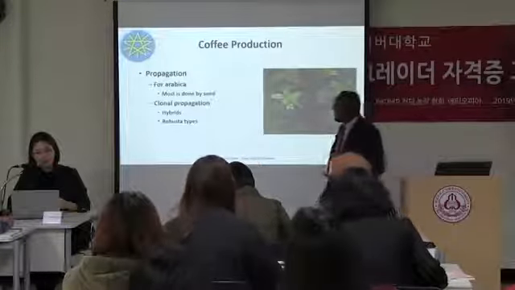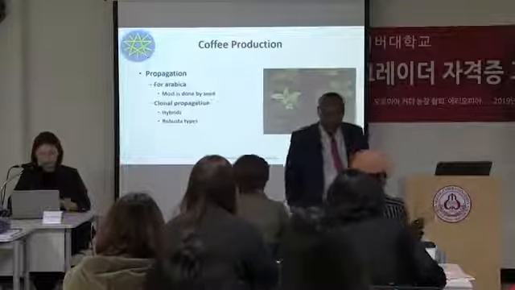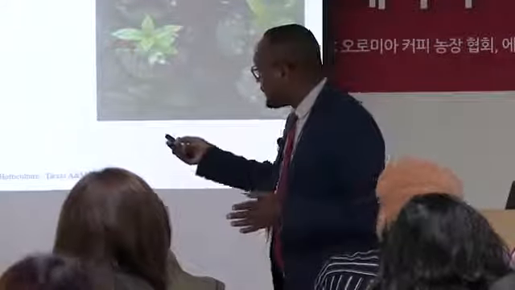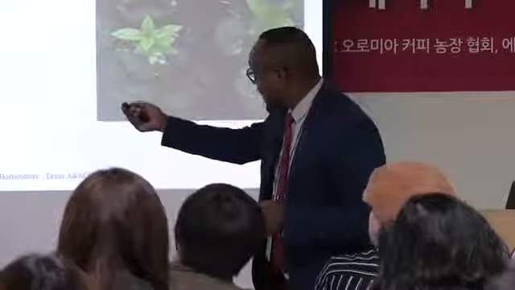Okay, let's see the coffee production. How can one produce coffee? Coffee production starts from planting of coffee. Without planting of coffee, you cannot get any coffee beans. So coffee production starts from propagation. Propagation means planting coffee, starting to plant coffee.